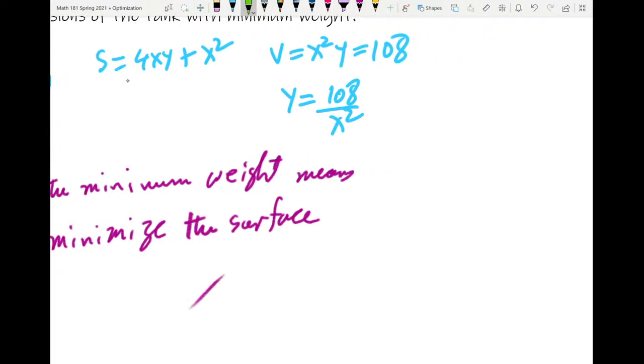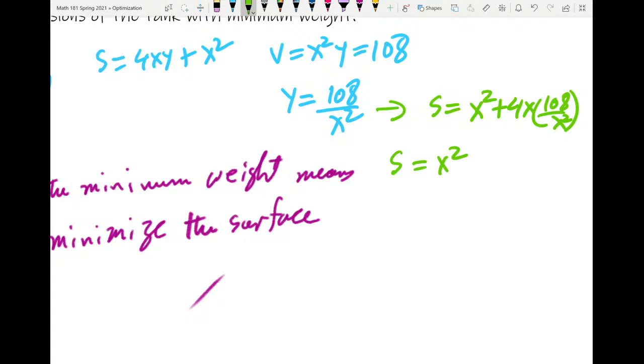So let's look at that. From that, we could plug it in. S equals x squared plus 4x times 108 over x squared. So we get S equals x squared plus 432 x to the negative 1. So S prime equals 2x minus 432 x to the negative 2. Set that equal to 0.